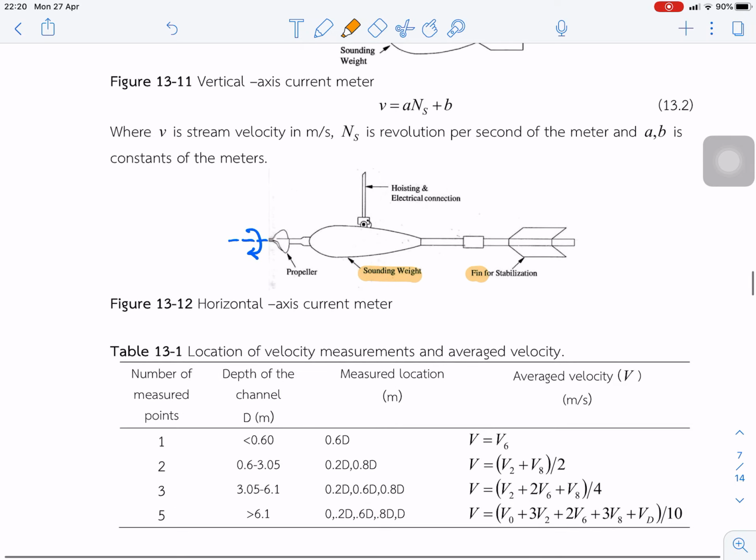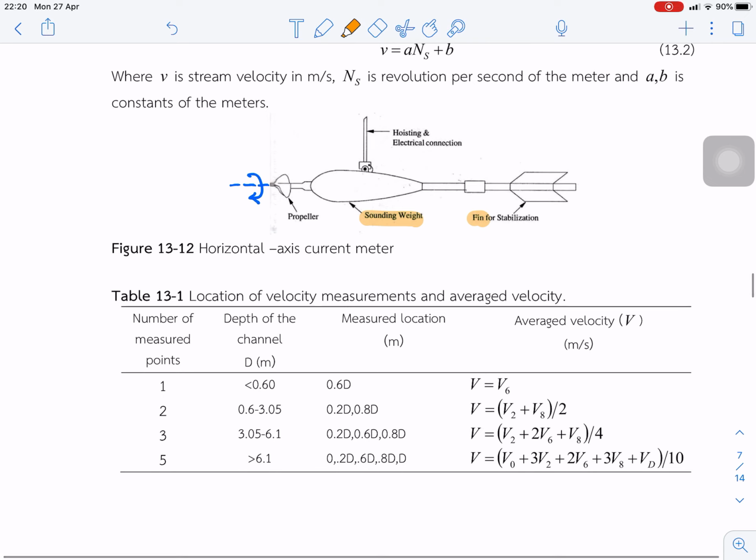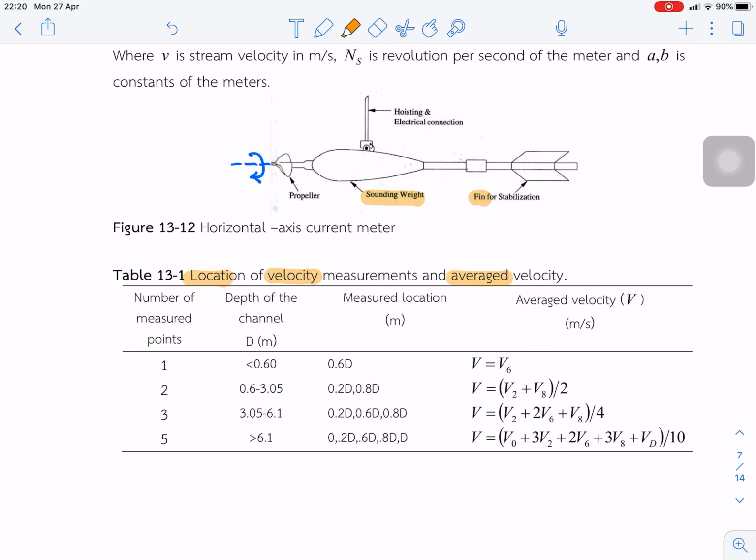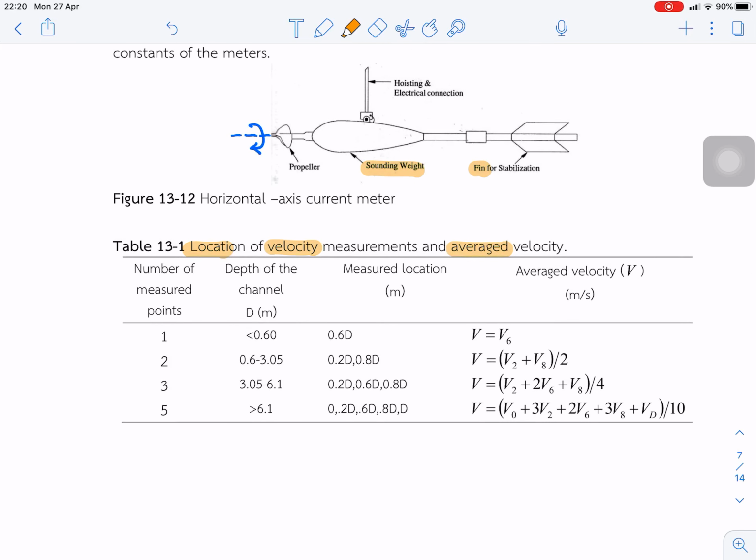And for the location of the velocity measurement, we want to find the average velocity, so we can measure at many points. For a small depth, we can measure 1 point. For 2 points, let's say 3 meters. For 3 points, about 6 meters, and 5 points is more than 6 meters.